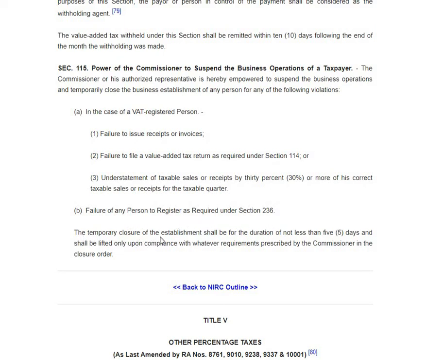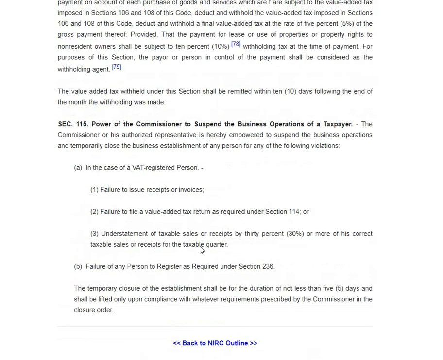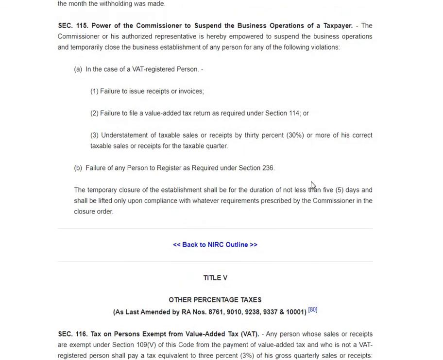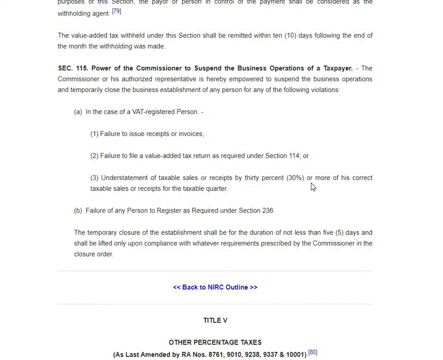The temporary closure of the establishment shall be for the duration of not less than 5 days and shall be lifted only upon compliance with whatever requirements prescribed by the Commissioner in the closure order. Okay, so you may want to memorize this because there might be a question related to that.